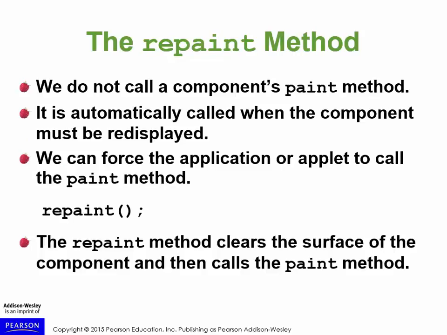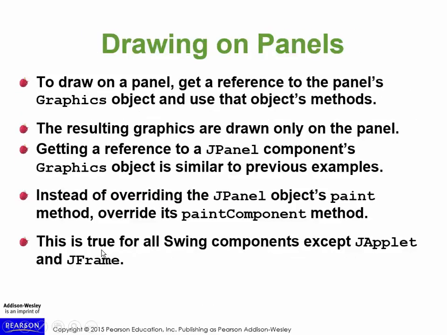All right, again, we do not call the component's paint method, but we can force the app or applet to call it with the repaint method, as I already mentioned. Sometimes you want to draw on panels, and as mentioned here, if you want to draw on a panel, you get a reference to the panel's graphics object, and then you can use that object's methods. You're going to see examples of this in just a couple minutes.